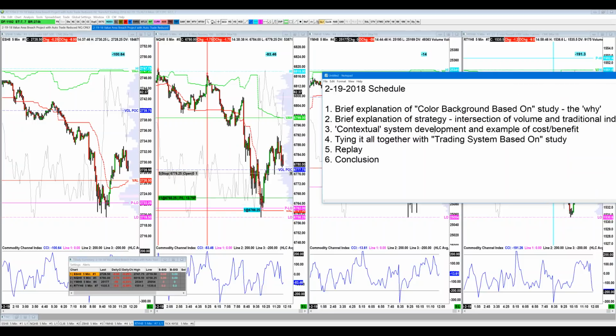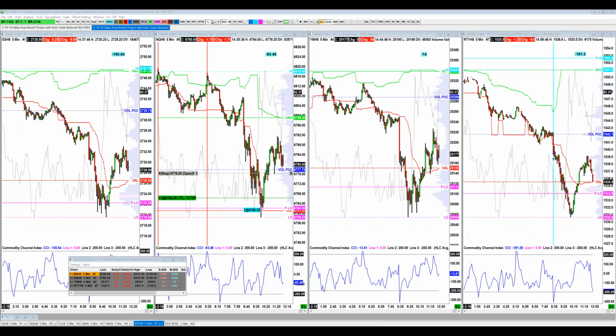So the first thing that I'd like to touch on, as I said here in the schedule, is this: what is this color background based on alert condition study? The color background based on alert condition study is a study that Sierra makes available to anybody that can turn someone like me, who is not a programmer, into arguably a programmer. And what I mean by that is there are things you can do in this charting program that you would think you'd have to be a programmer to be able to do.